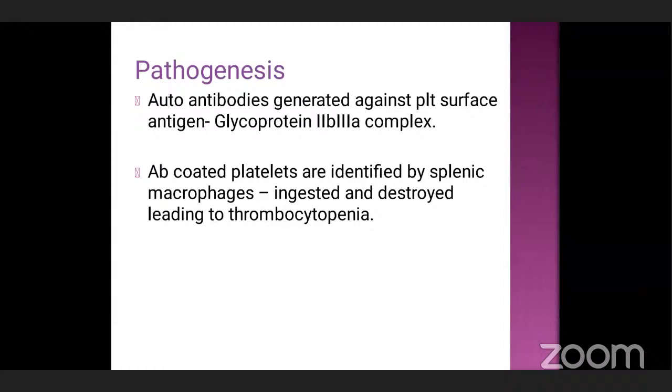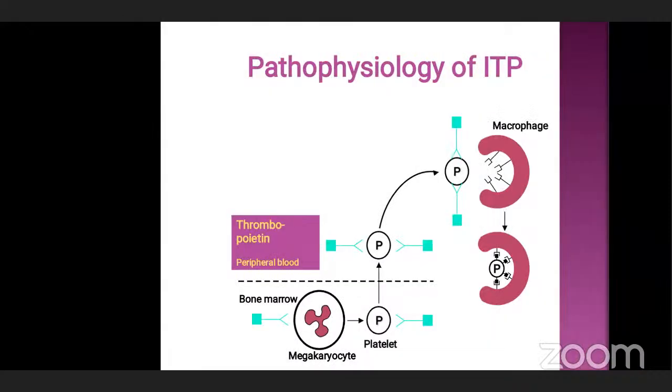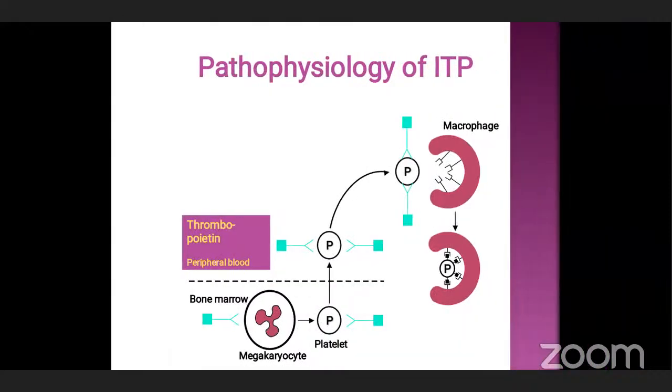So these autoantibodies that are generated in our body will act against a platelet surface antigen, and this surface antigen is the glycoprotein 2B3A complex. There are certain surface antigens for platelets, 1B9, 2B3, all these have different functions. And antibodies are produced, IgG, against the glycoprotein 2B3A complex. What happens is these antibody-coated platelets will be identified by the splenic macrophages and destroyed by them, resulting in thrombocytopenia.